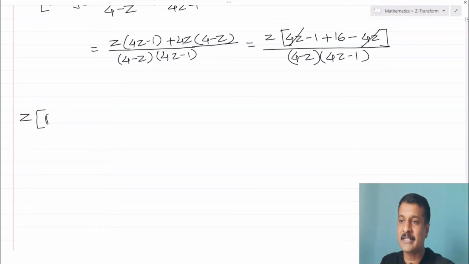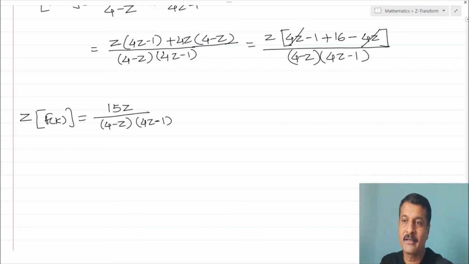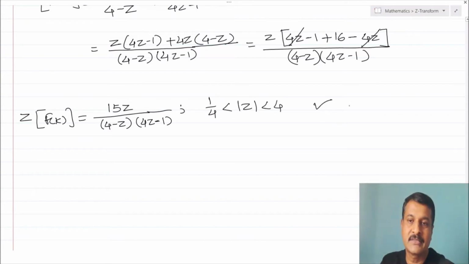and I am getting the final answer as Z transform of f of k equal to 15z upon 4 minus z into 4z minus 1. The condition is the same, that is 1 by 4 is less than mod of z is less than 4, which is your required or final answer, you can say.